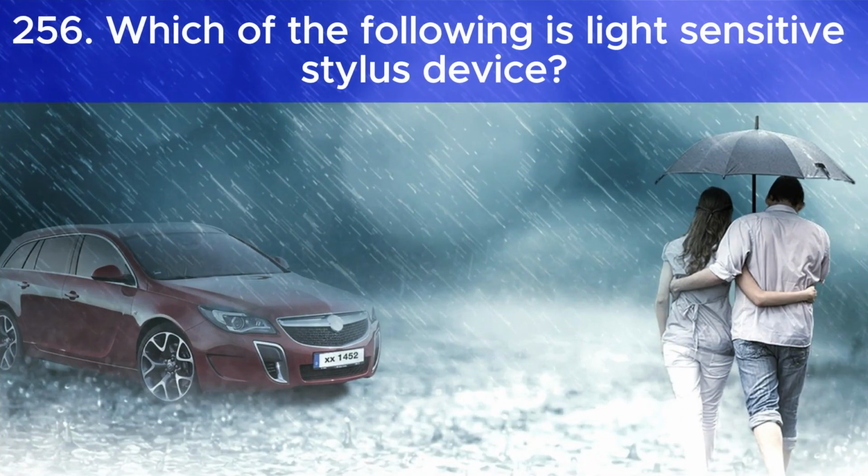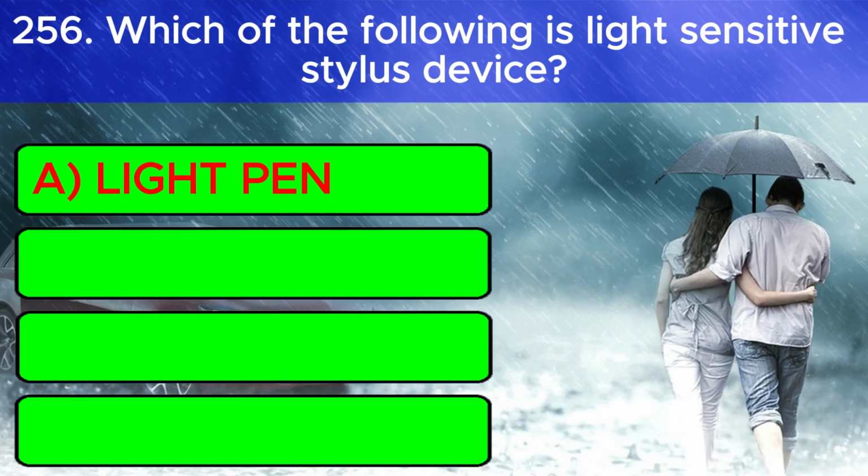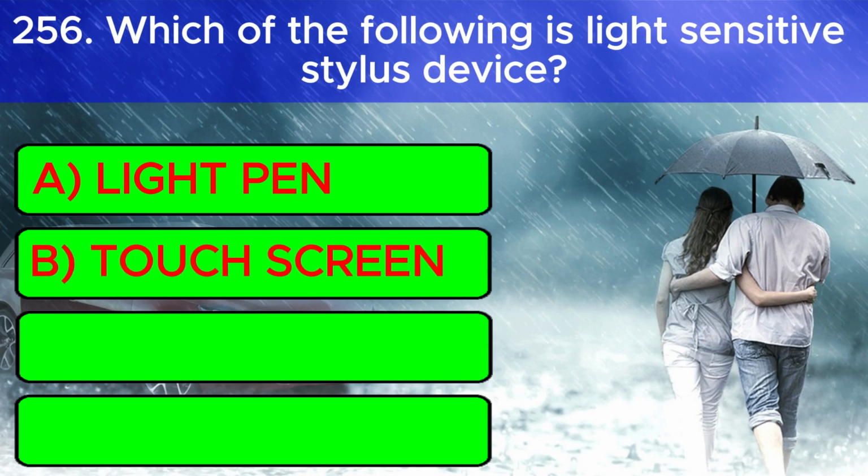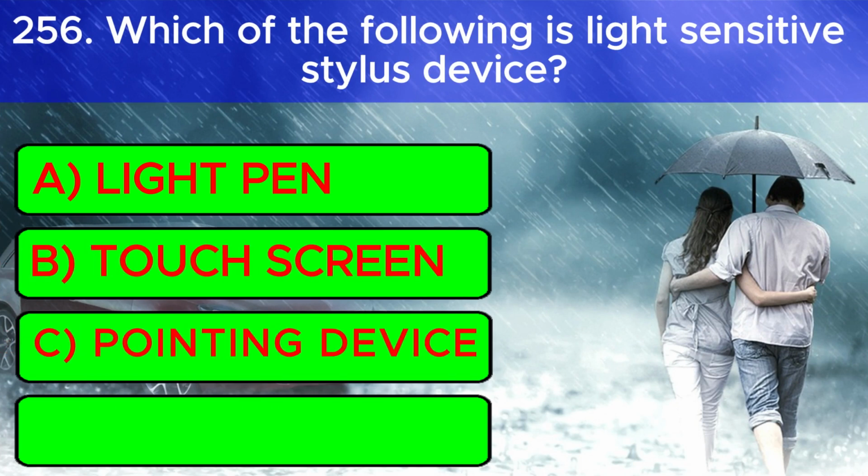Question number 9. Which of the following is a light-sensitive stylus device? A. Light pen. B. Touch screen. C. Pointing device. D. Joystick.